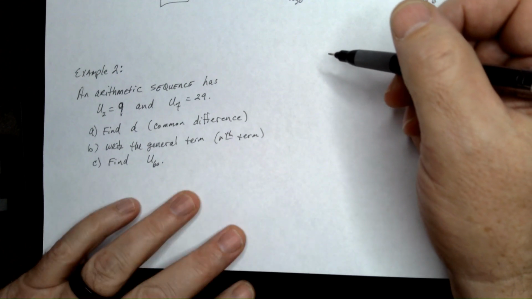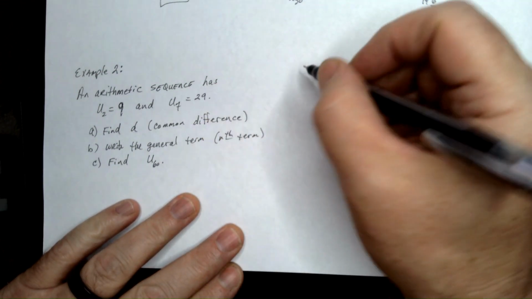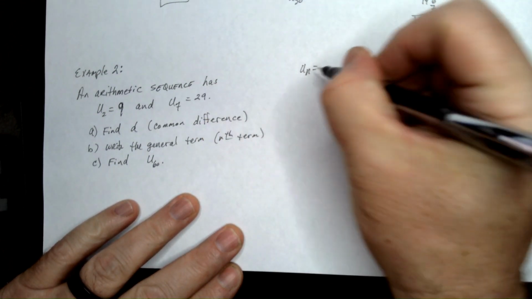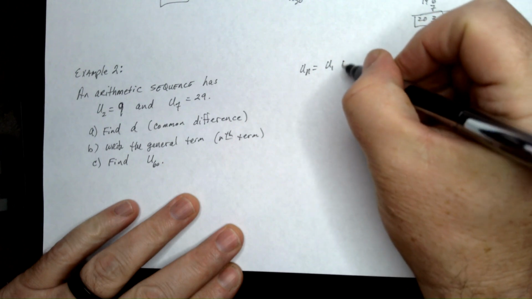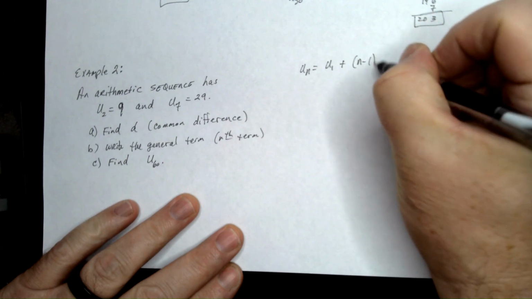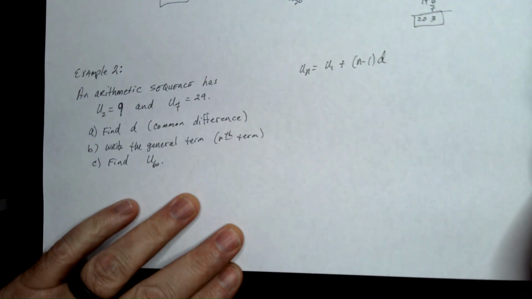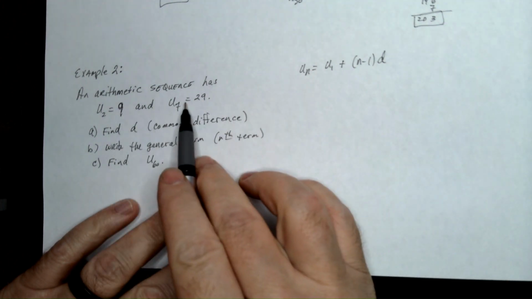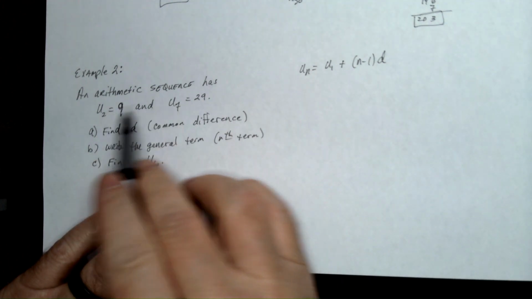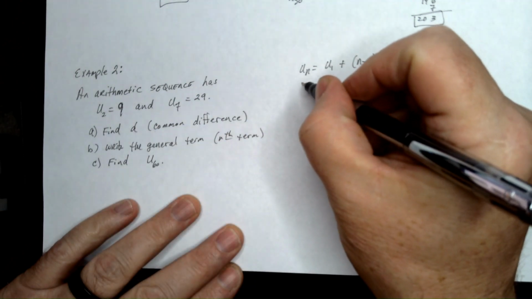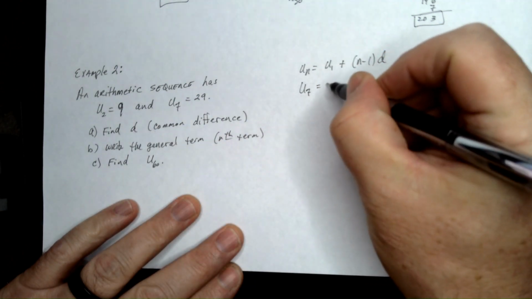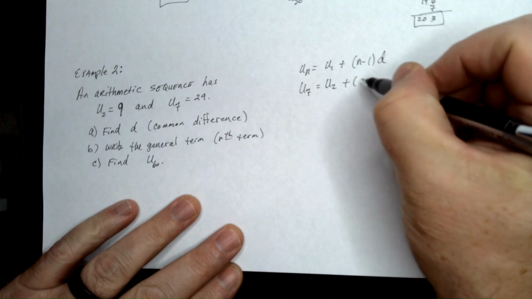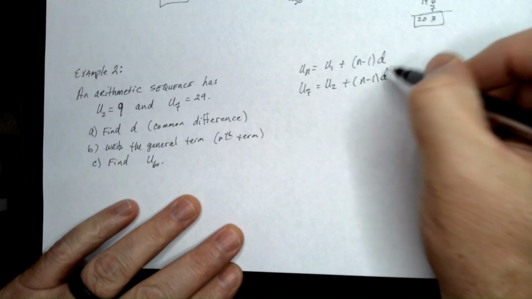So we should always start with our formula. So u sub n equals u sub 1 plus n minus 1 times d, right? Now, here we don't know d, we don't know n. We have to figure out how we can use these two things right here. So here's what we can actually do. We can say u sub 7 equals u sub 2 plus n minus 1 times d.